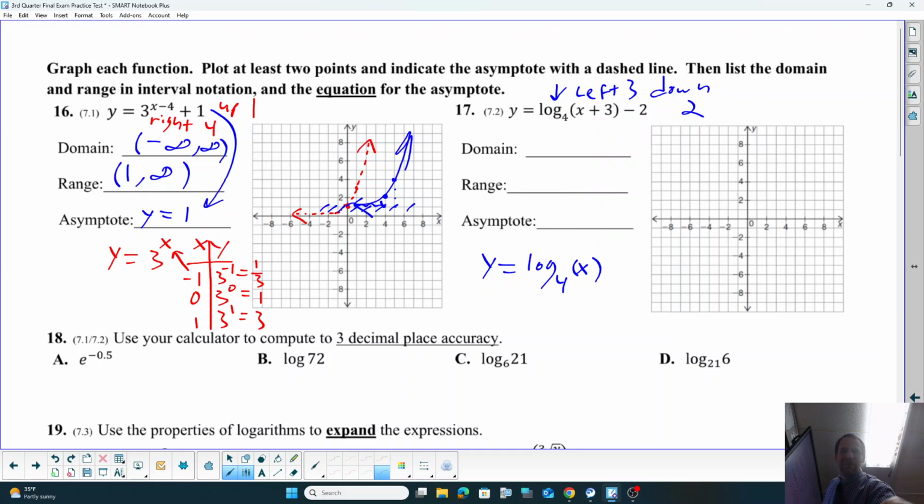Make sure you pause me. Remember, pause me. What are you doing? Don't just copy. You're going to fail the final exam. Pause me. Try it on your own. So left 3 down 2.